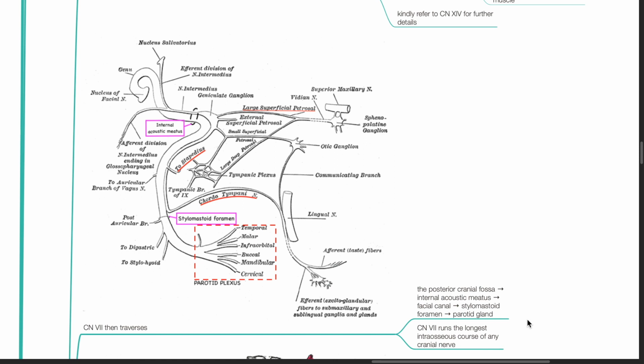Cranial nerve 7 then traverses the posterior cranial fossa and the internal acoustic meatus. It passes through the facial canal. It exits the stylomastoid foramen. It then traverses the parotid gland. Cranial nerve 7 runs the longest intraosseous course of any cranial nerve.